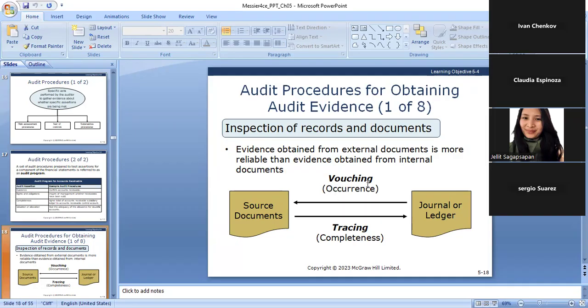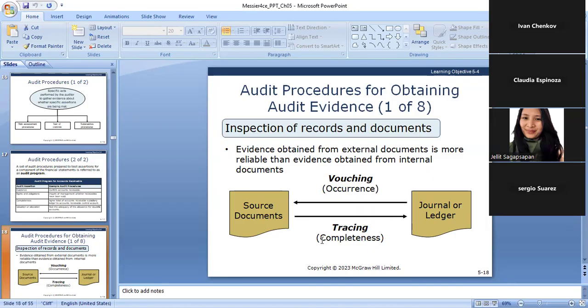What is vouching, and which level of assertion are we achieving by vouching? And what's tracing, and which level of assertion are we achieving by tracing? That will be a little bit too abstract in the beginning, but I want you to practice it. Because specifically, if you want to go to public practice, I want you to be comfortable with this terminology.